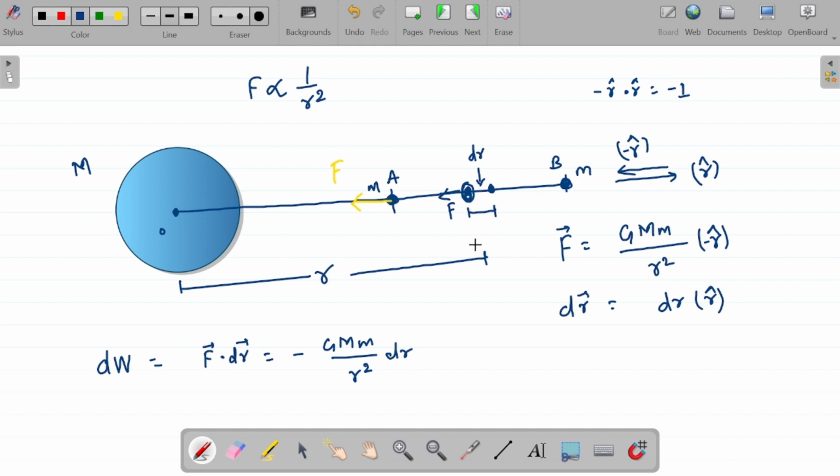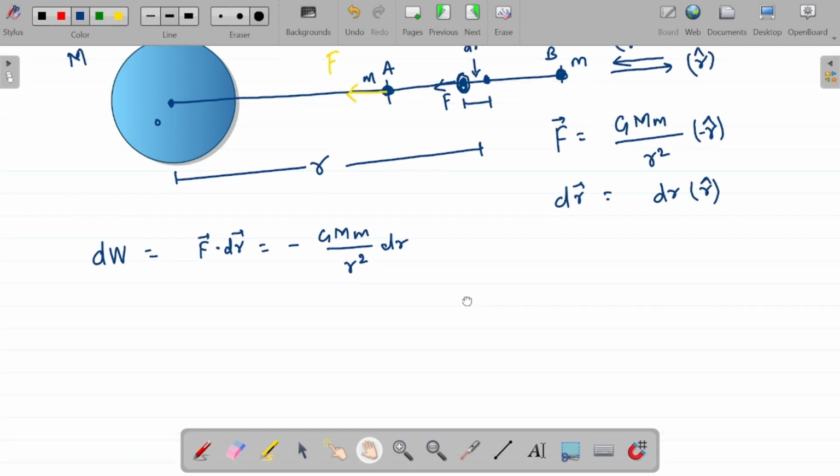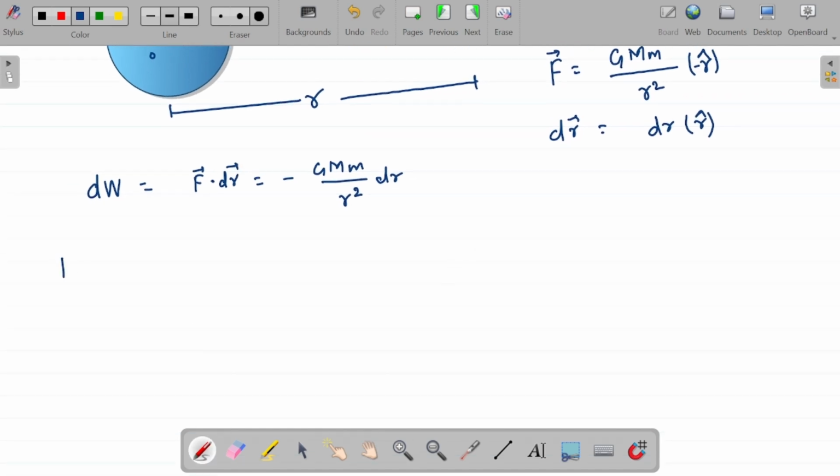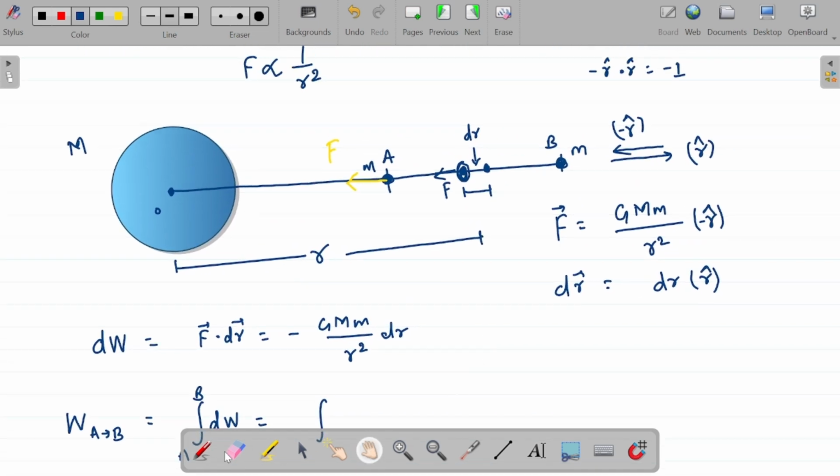If we want to know the work done by this gravitational force while the body is being moved from point A to point B, we have to do integration here. So the work done by the gravitational force when the body is moved from point A to point B is the integration of this thing from A to B. Let's say at point A its position is r1, and at point B its position is r2.